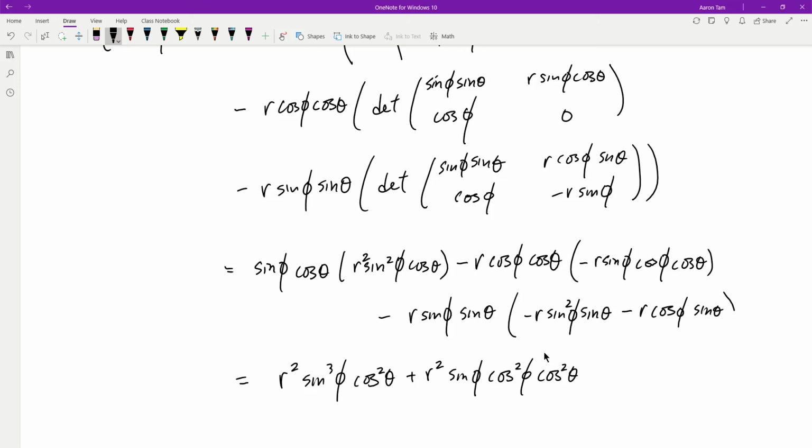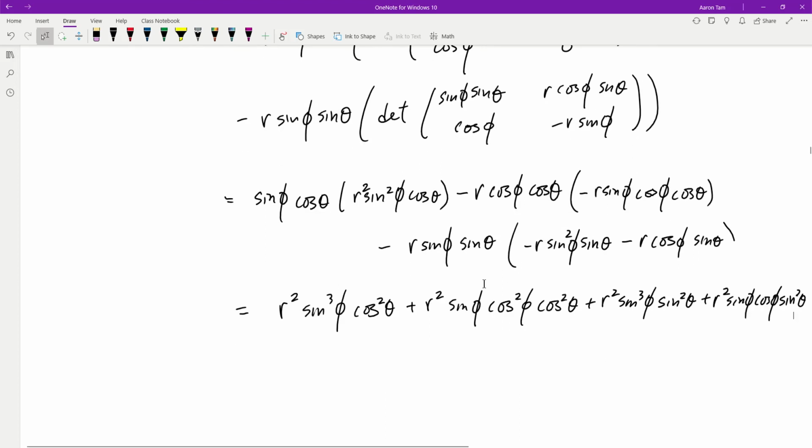And now let's do the last 2 terms. So this would actually, negative times negative, become plus r squared sine cubed phi sine squared theta, plus r squared sine phi cosine phi sine squared theta. All right.